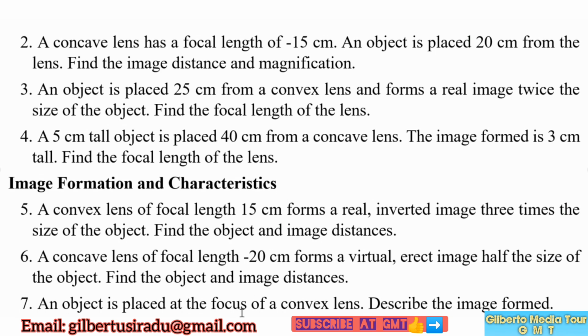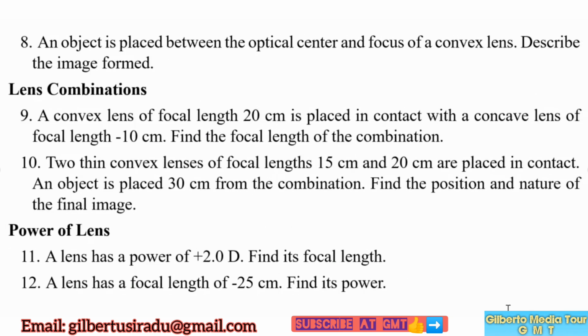An object is placed at the focus of a convex lens. Describe the image formed. Question 8. An object is placed between the optical center and the focus of a convex lens. Describe the image formed.